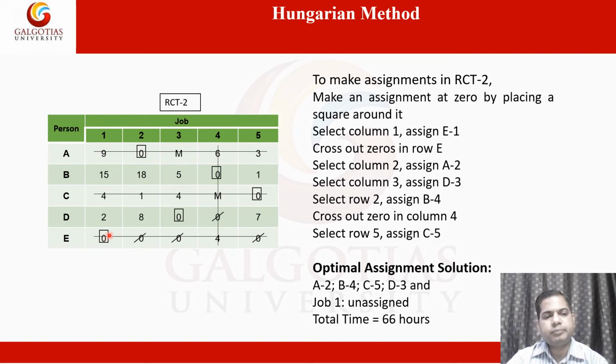Now what does it mean? It means that person A is given the second job, person B is given the fourth job, C the fifth job, D the third job, and E, the dummy person, is given the first job, the dummy job. Now we have to find the total assigned time which will be taken by all the people to cover all the jobs. We can consider the initial table which was given, and add the timings at these places. So the total time will be 66 hours for this assignment problem.